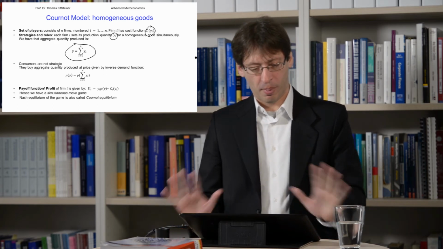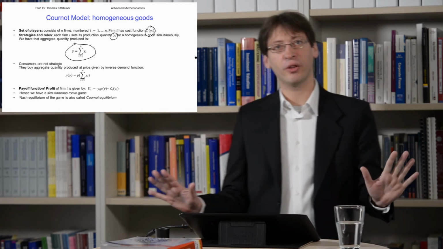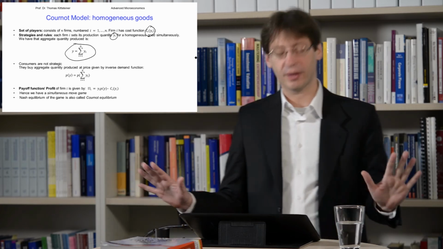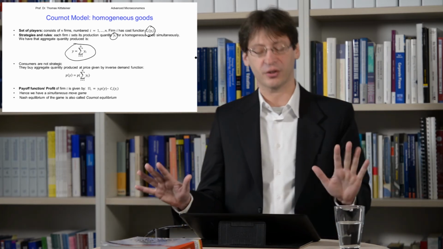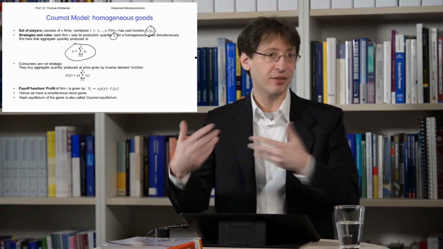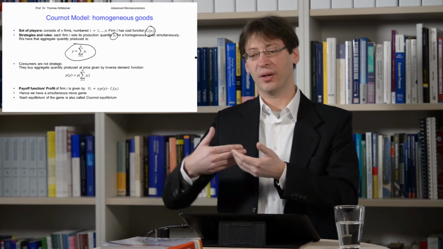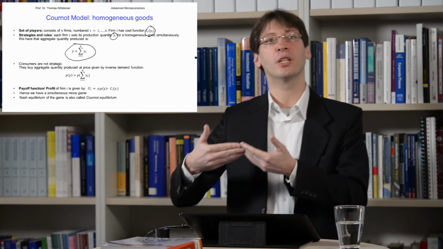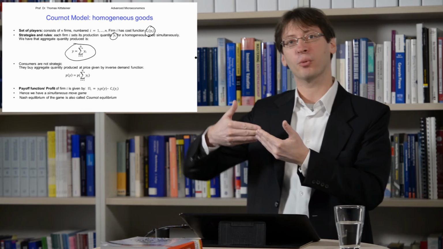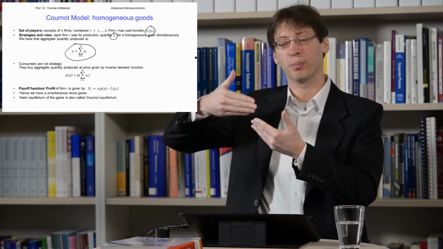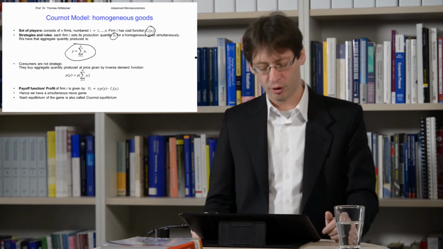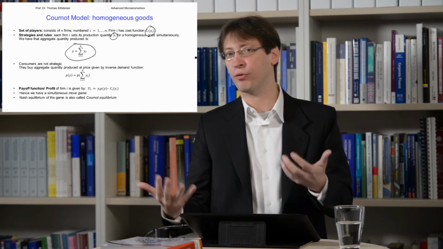Okay, so the set of players is clear. Only the firms, the customers are non-strategic. The rules are clear. The firms set the quantities. And the price in the market, as I said, is the price at which the market clears. It means at which the customers are willing to buy the total quantity offered in the market.